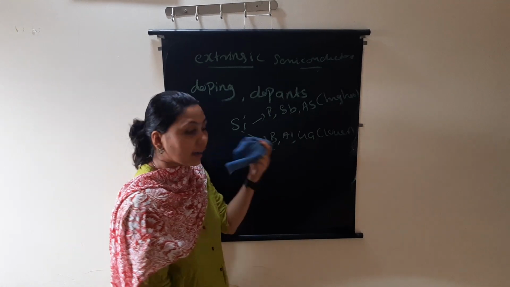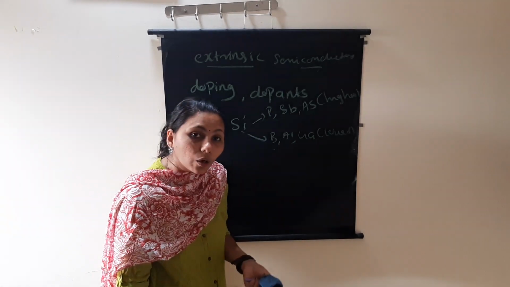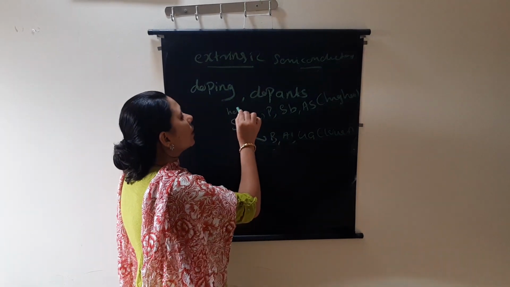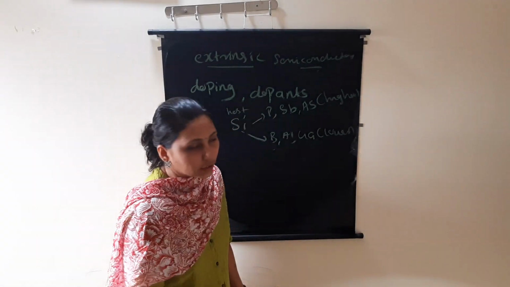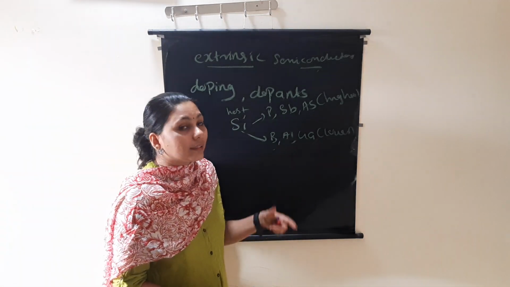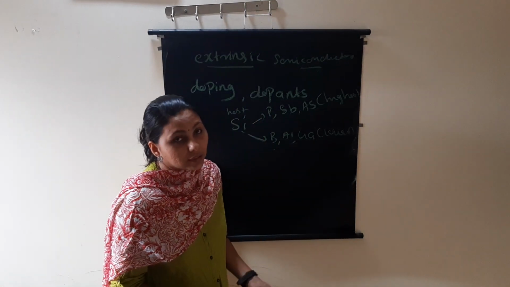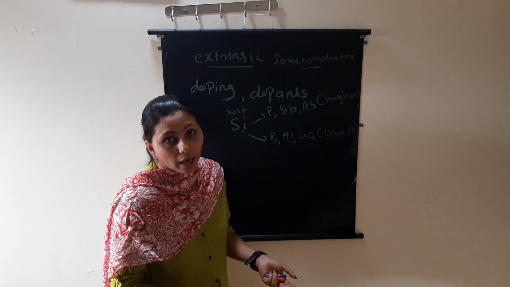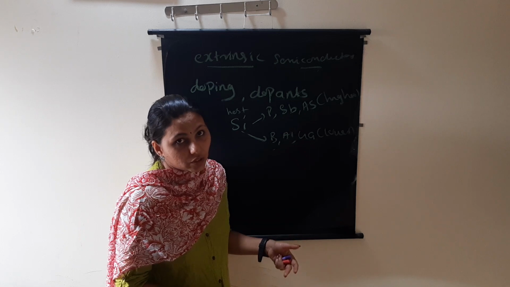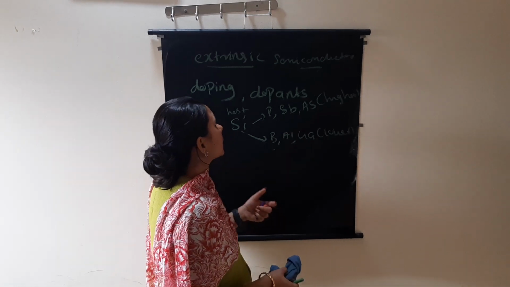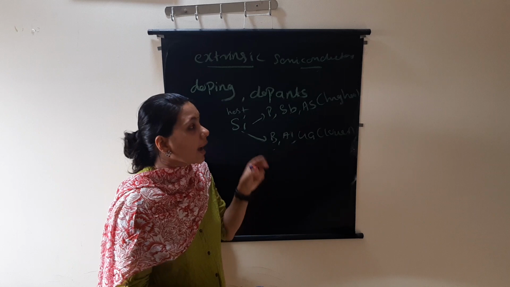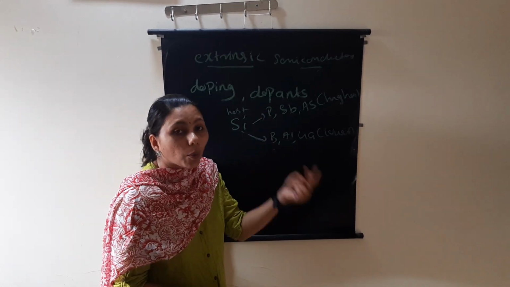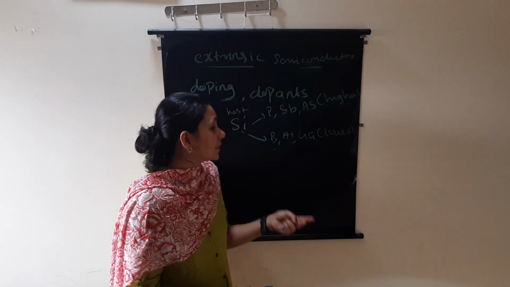So we can add dopants which have higher or lower valency than the host. Which one is the host here? Silicon. So what is doping? Doping means the conductivity of intrinsic semiconductors is increased by adding special elements as impurities. That process is known as doping, and the special elements we add are known as dopants. The dopants may have higher or lower valency than the host.